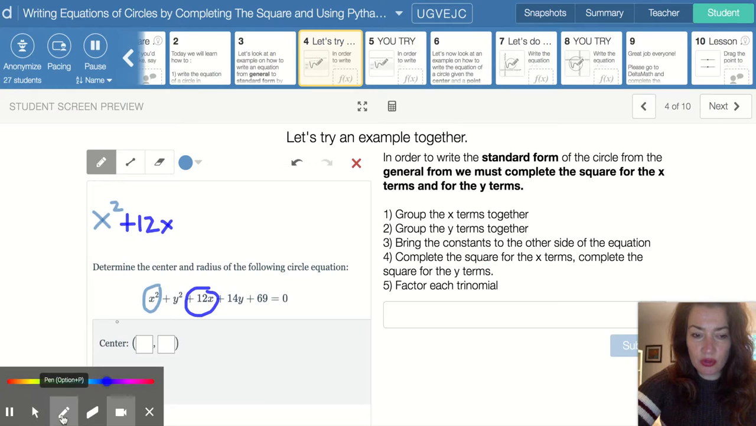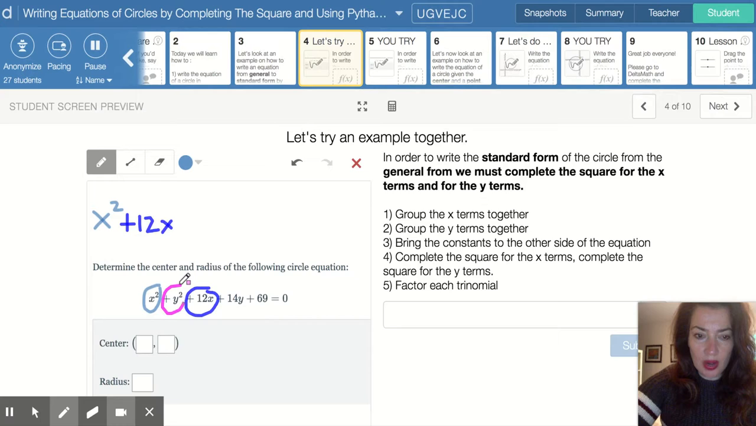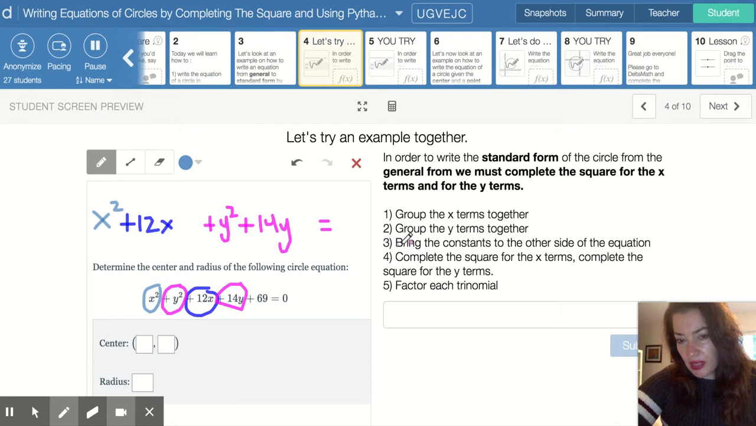Then what we want to do is group the y values together. So here is y squared, so plus y squared. And then we have a plus 14y, so I'm going to write plus 14y. And then all of this is going to equal to, now number 3 says bring the constants to the other side of the equation. So we have a plus 69.